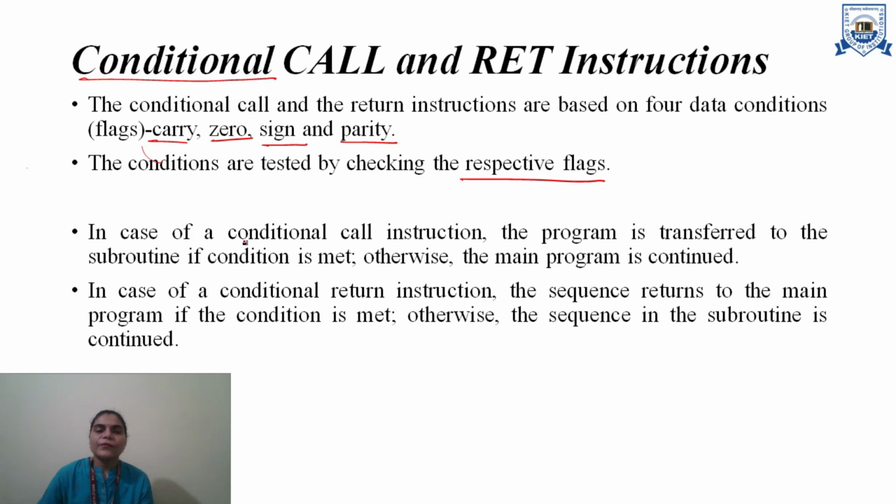In case of conditional call instruction, the program is transferred to the subroutine if the condition is true. Otherwise, the main program is continued. In case of conditional return, the sequence returns to the main program if the condition is met. Otherwise, the sequence in the subroutine is continued.